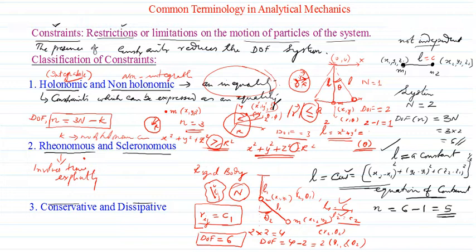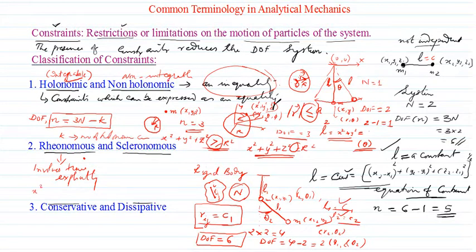You cannot take L equal to a constant. Instead, L will be a function of time. The length will depend upon the tension on the string, and the tension in a simple pendulum varies from position to position. So in that case, the equation of the constraint can be written as what?